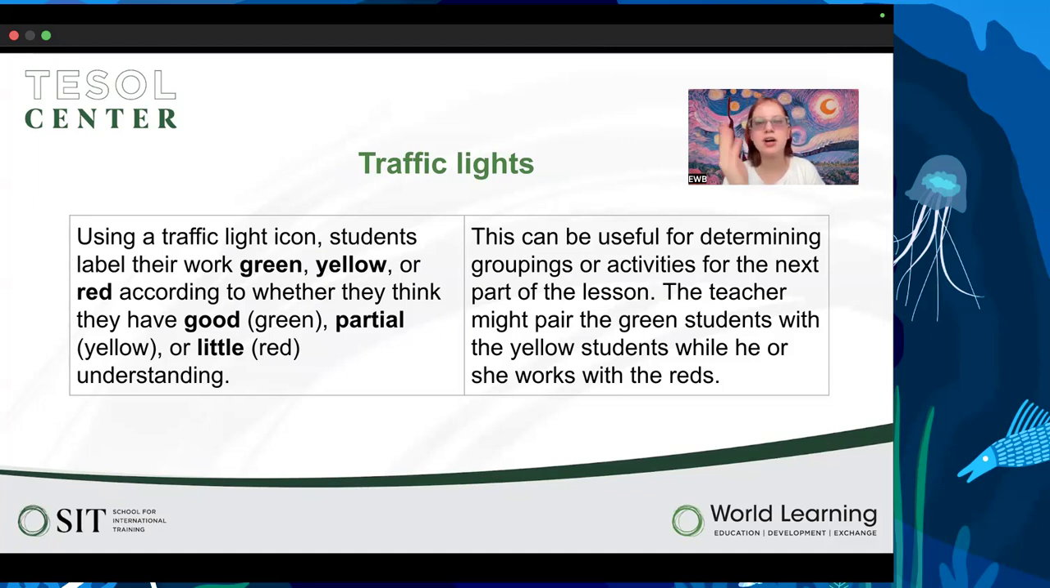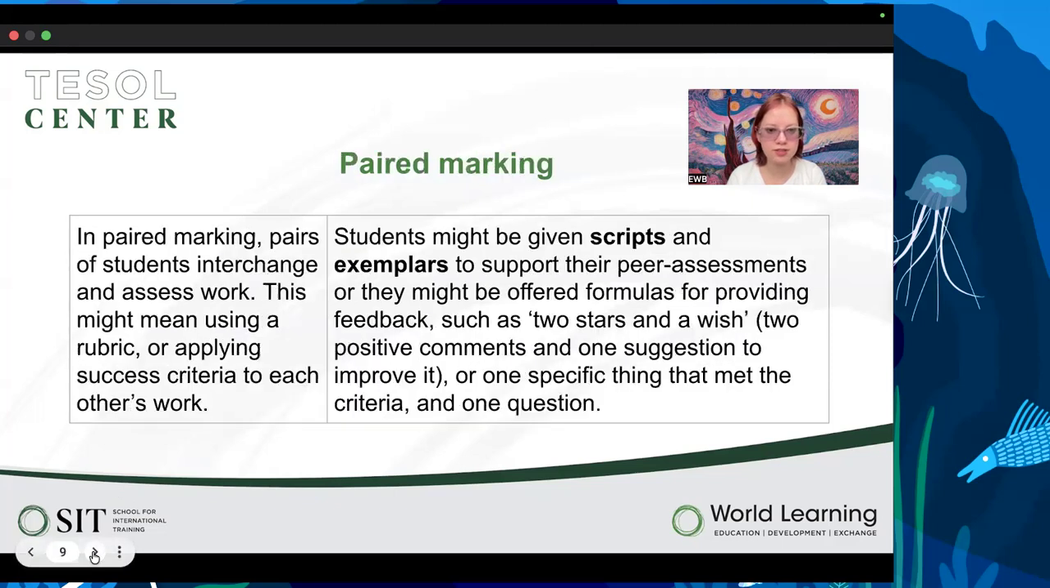Okay. This one can help you for grouping activities. For example, we have talked last week about grouping activities and pairing activities and how to put students into groups or pairs. One way is to use traffic lights too, when you could pair green students with yellow students, red students with yellow students also. So you understand how to put students in groups so everyone learns from each other, but no one is staying behind or no one is demotivated.